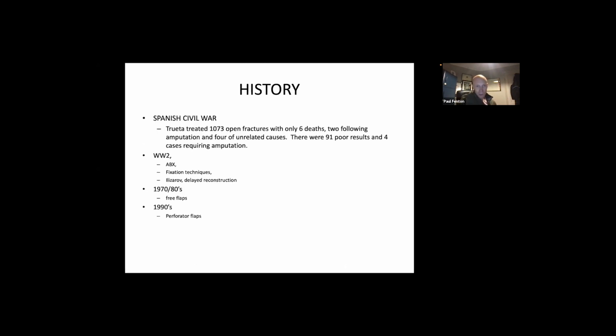And then if we bring it more recently, the Spanish Civil War, Trueta treated a very large number of open fractures there. And he was treating these mostly in plaster, but getting good results just by following the principles of debridement and stabilization. Into the Second World War, antibiotics were introduced. There was some early internal fixation techniques with improved outcomes.